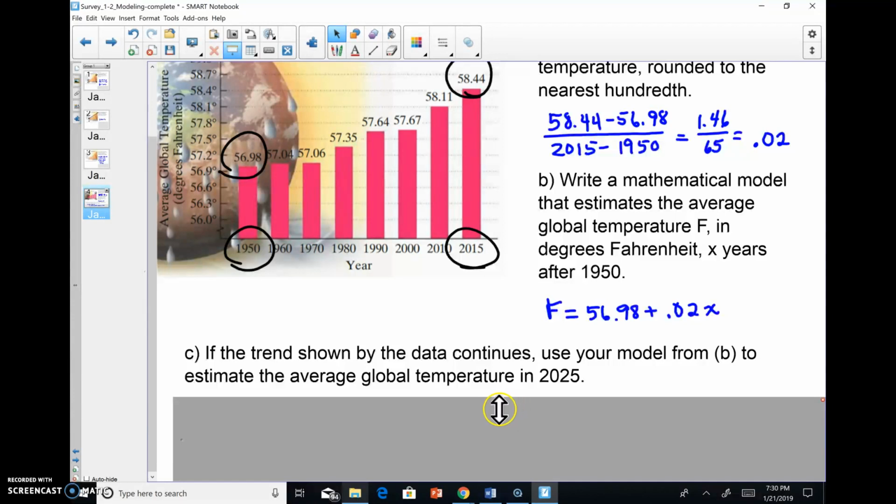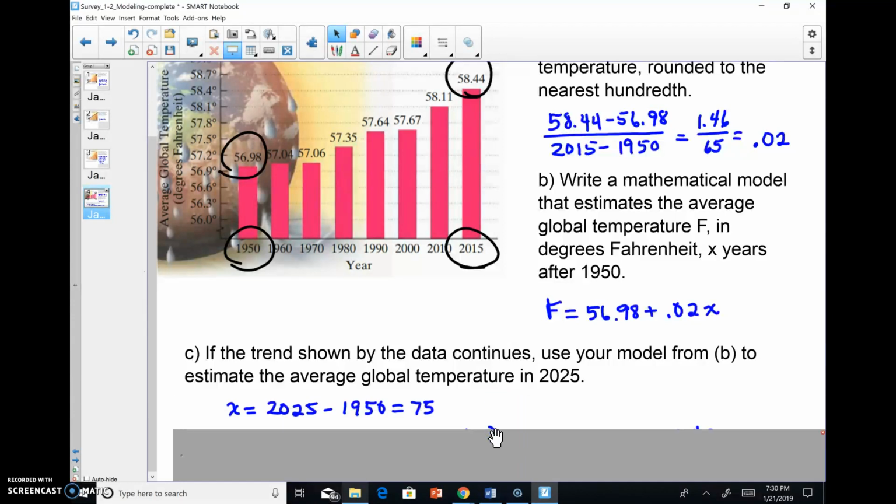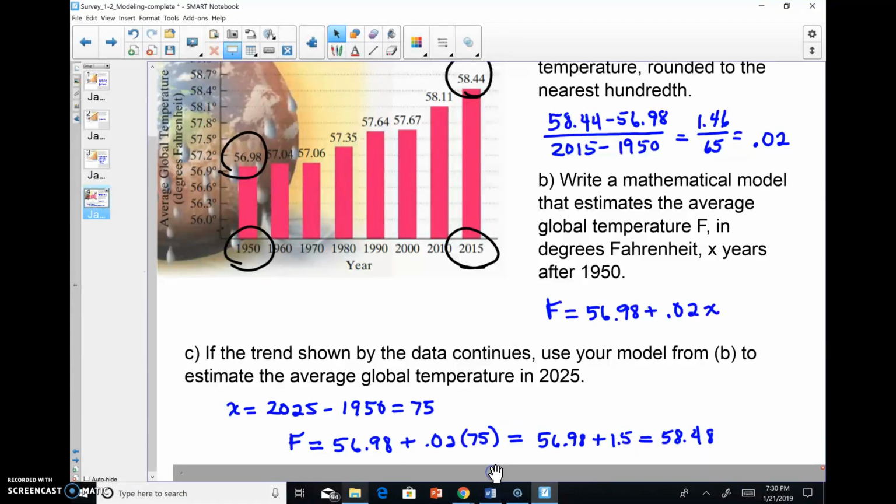All right, so let's see what we got. X, first of all, 2025 minus 1950 means I'm going to use 75 years since 1950. From there, I put that into my formula for F, and I do the math. I simplify it, and it turns out to be 58.48 degrees Fahrenheit.